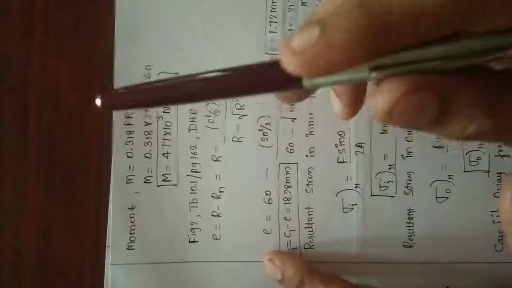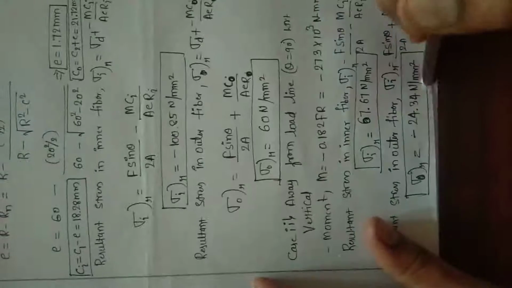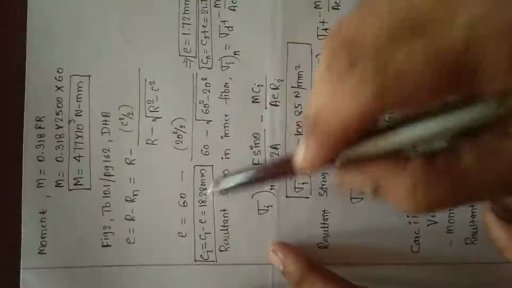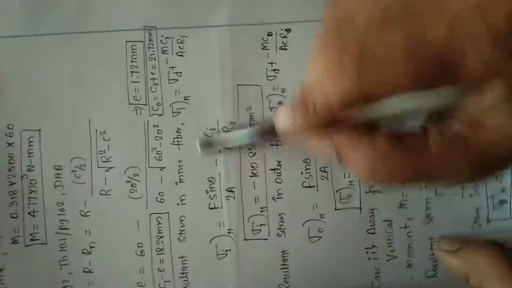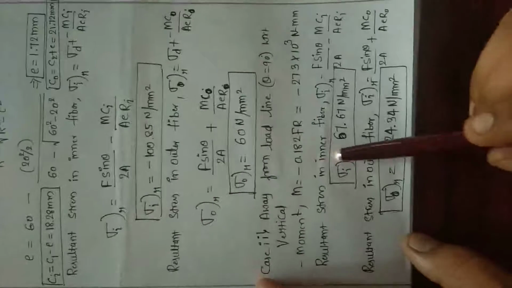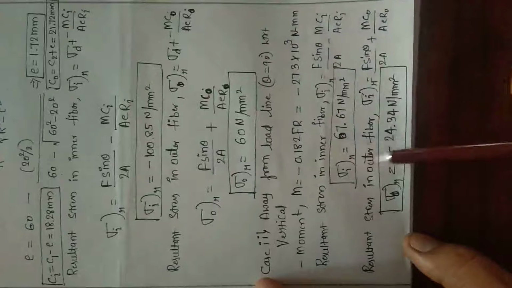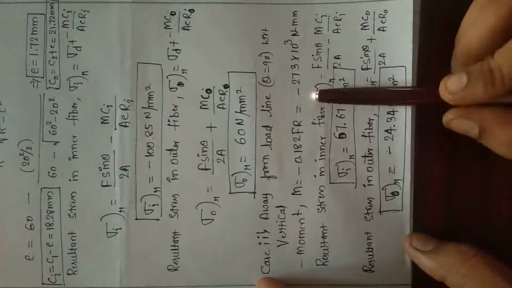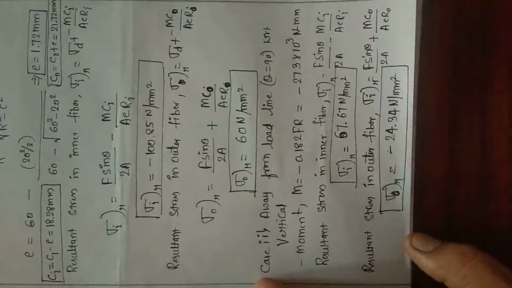So theta equal to 0 is when it is in compression, and this is negative when it is in tension. Now we found all the values. Here we have the resultant stresses for the inner fiber and outer fiber when theta is 0, and these are the resultant stresses for the inner and outer fiber when theta equals 90 degrees. Thank you. We shall continue in the next class.